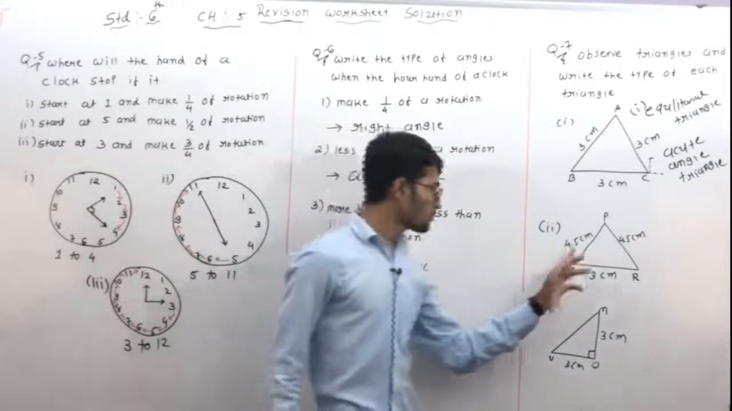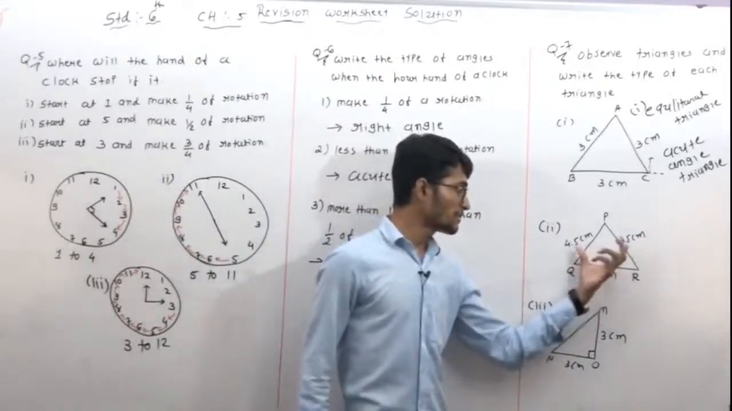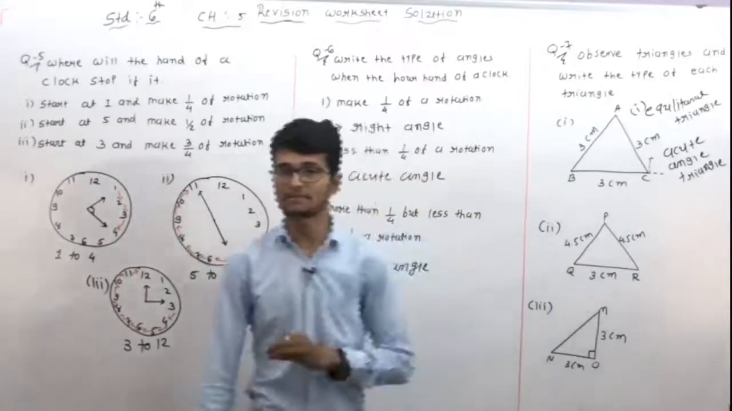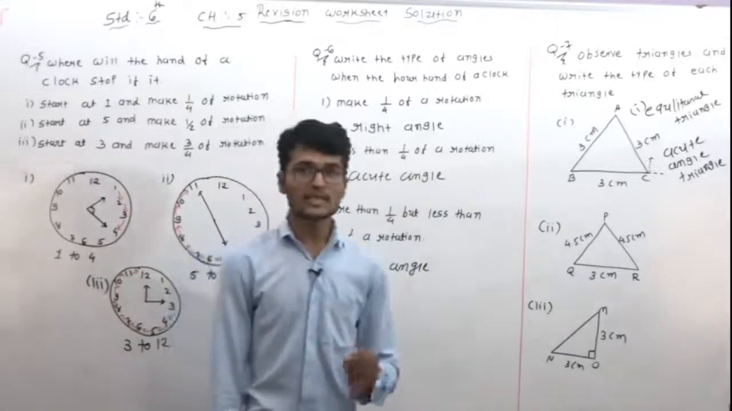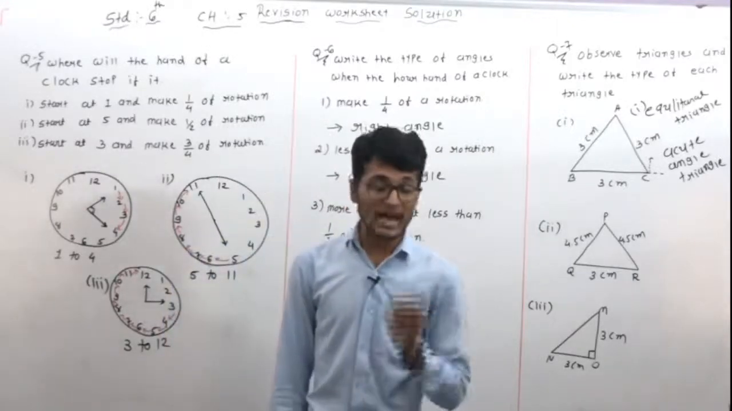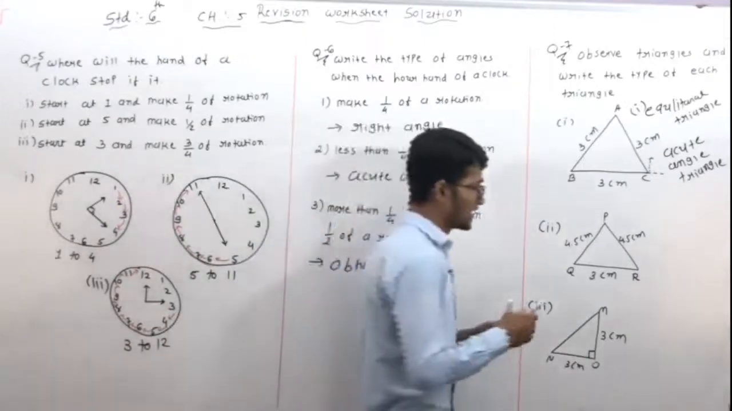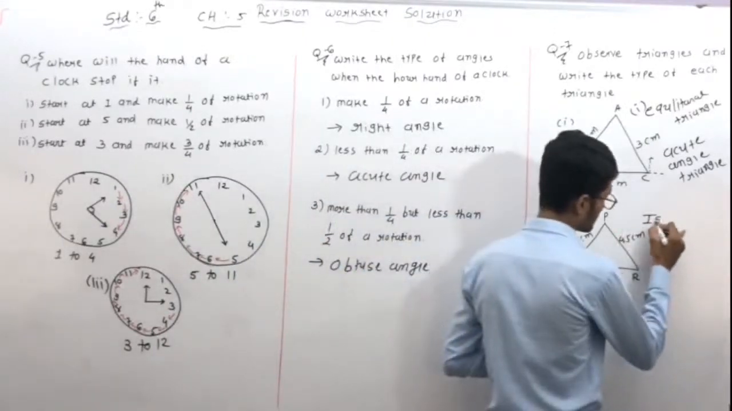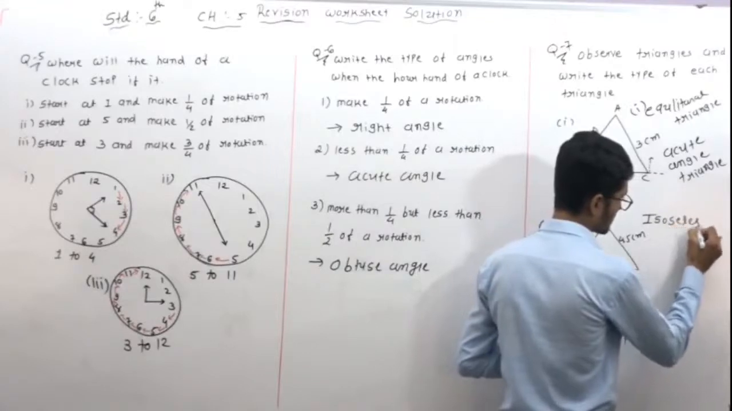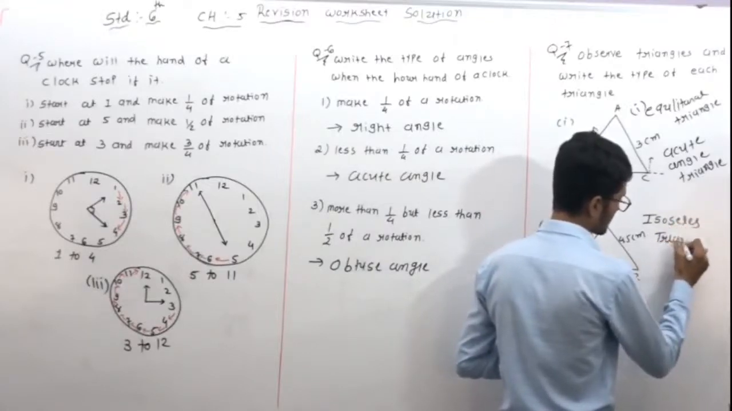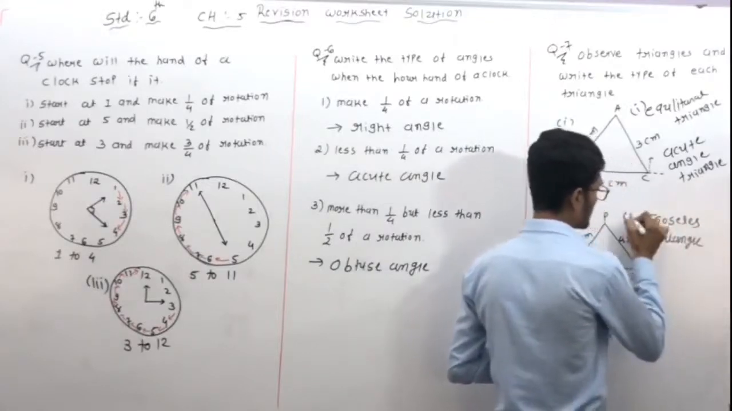The second one is 4.5 centimeter, 4.5 centimeter. It means these two sides are same. If any triangle is given with two sides the same, it's called which type of triangle? Isosceles triangle. Write down the name. Isosceles triangle. This one is one name.